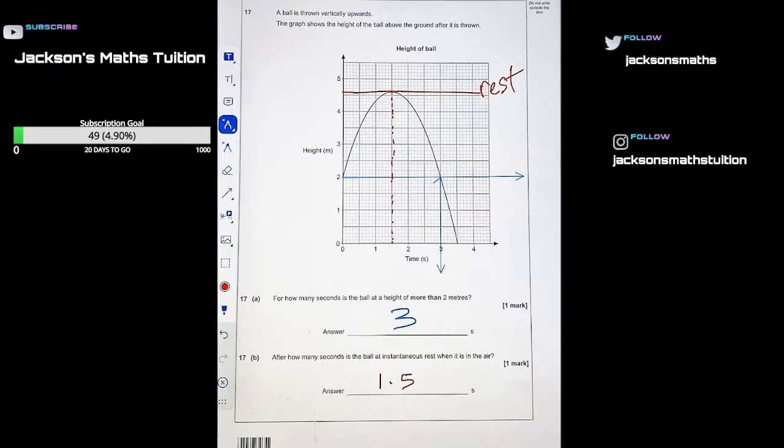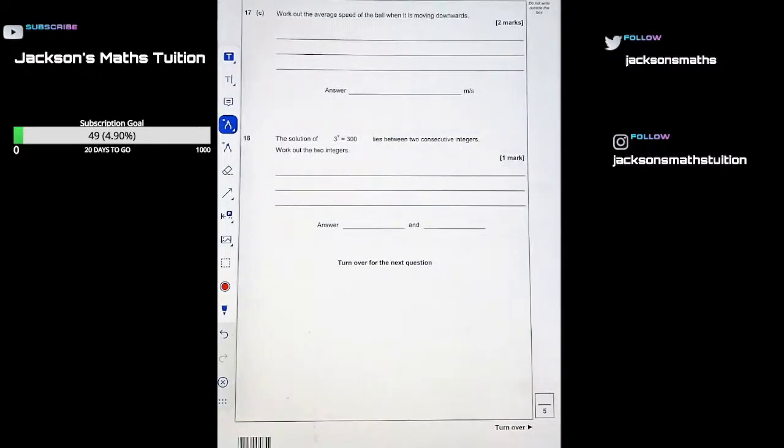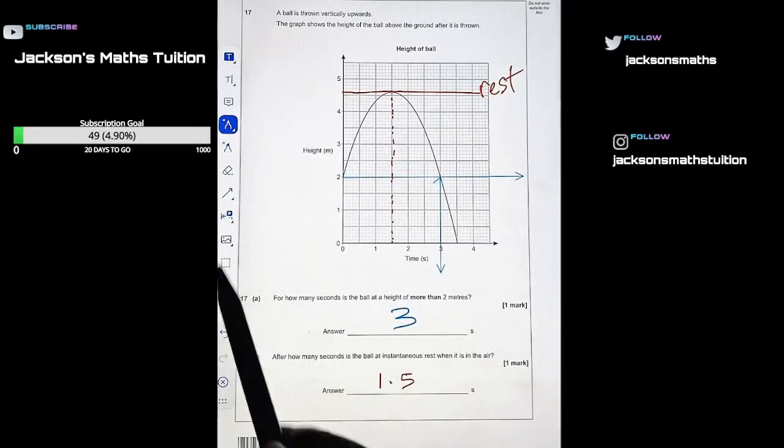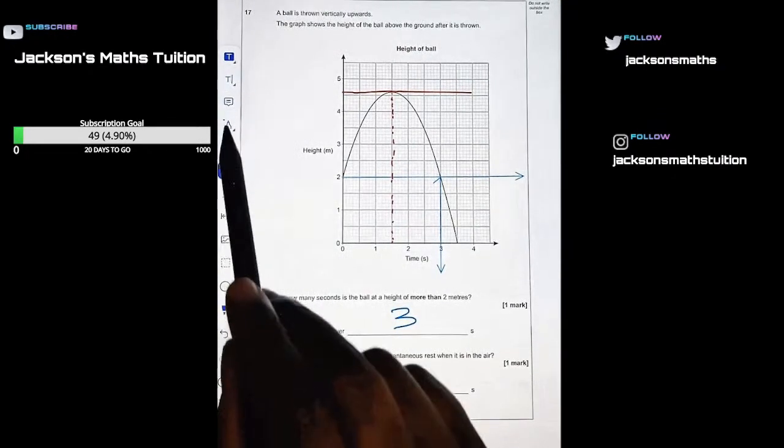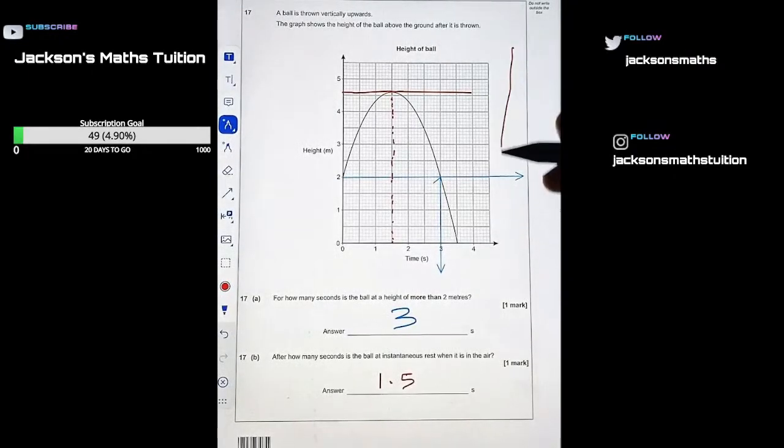All right, which takes us to question C. Work out the average speed of the ball when it is moving downwards. Okay, so we're looking at the speed of the ball when it's moving downwards. So we're looking at the movement when it's going downwards, guys. Okay, so that's what we want. The movement downwards.